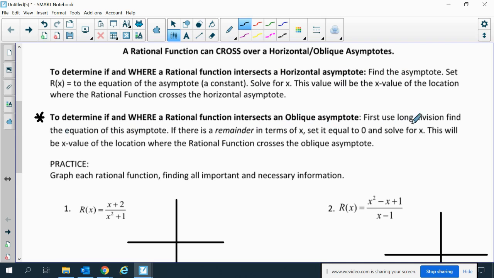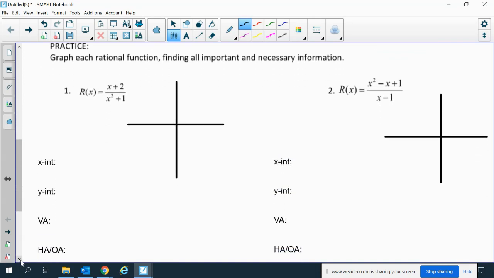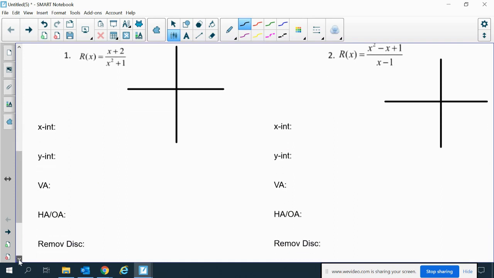For an oblique asymptote, we use long division to find the equation of the asymptote, and then if there is a remainder, we set it equal to 0 and solve for x, and that will be the x value of the location where the rational function crosses the oblique asymptote. Let's do some practice. Graph each thing, find all the important information, necessary information. So here we go.